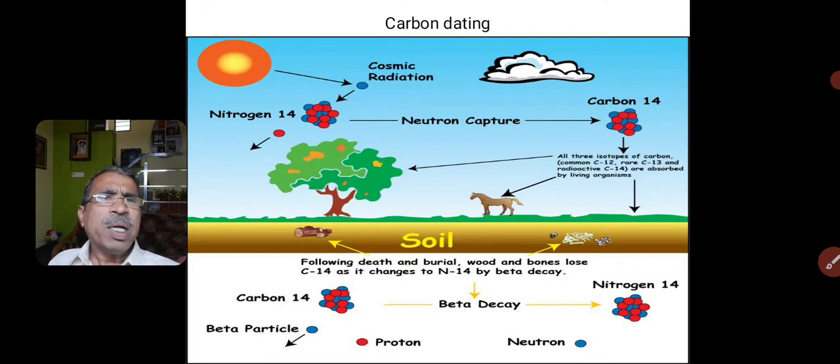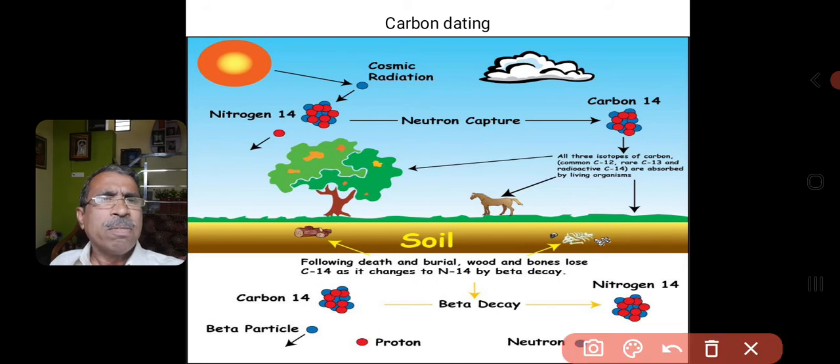Now, carbon dating, which I have given in this diagram. What does carbon dating mean? With the help of cosmic rays from the sun, nitrogen-14 turns into carbon-14. This carbon-14 is taken up by plants and also animals, and the carbon-12 to carbon-14 ratio is fixed in them.